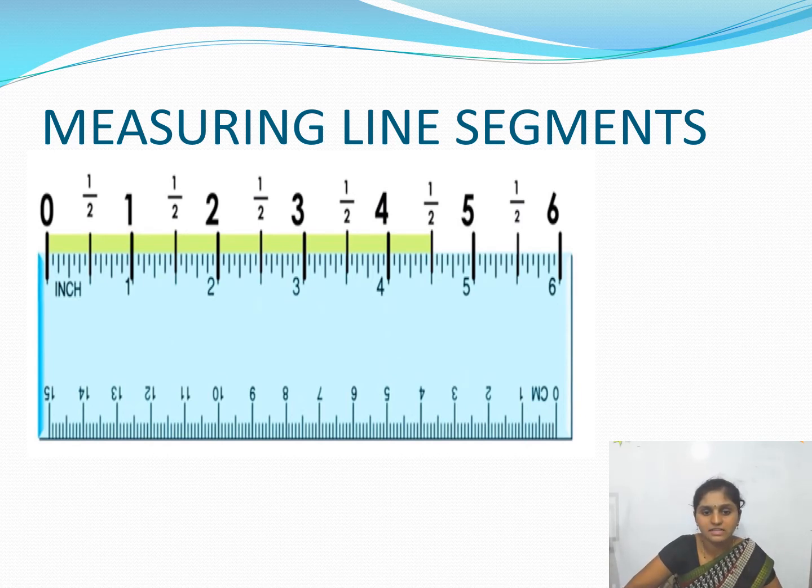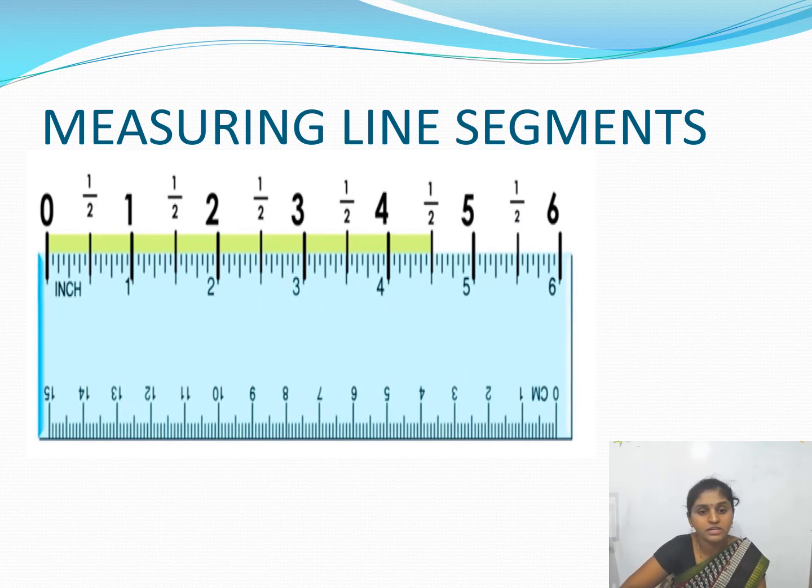So here after 0, 10 lines will be there. After that one big line is there, that is 1. It means 0 to 1. It is 1 centimeter. Here 1 to 2. It is not 2 centimeter. It is again 1 centimeter. Why is it again 1 centimeter? Always while measuring we have to start with the 0. If we take 1 to 2, again it is 1 centimeter.